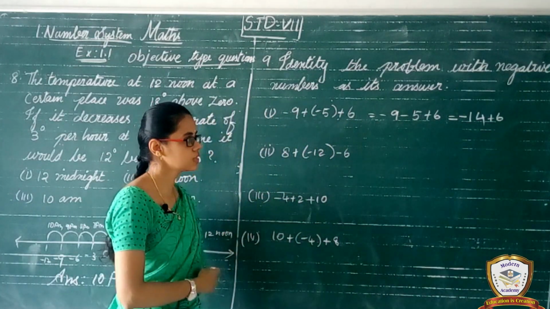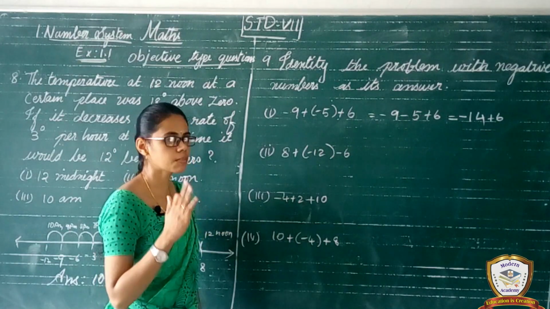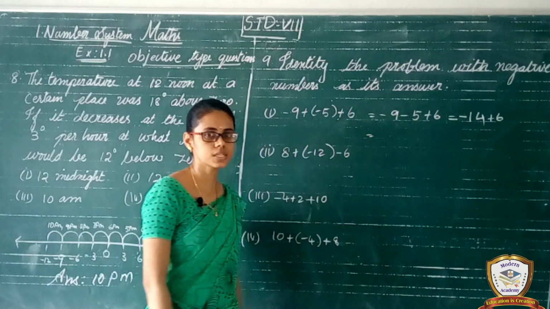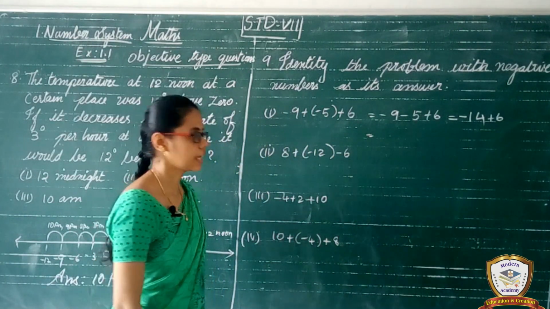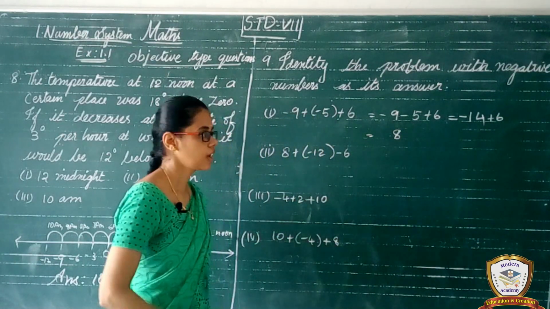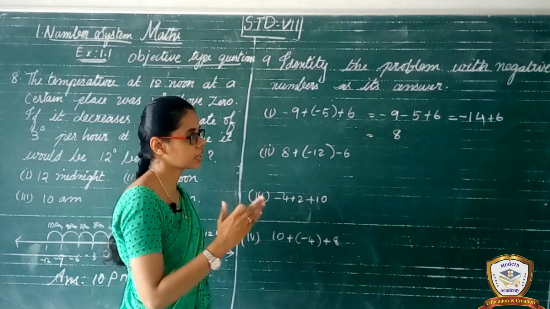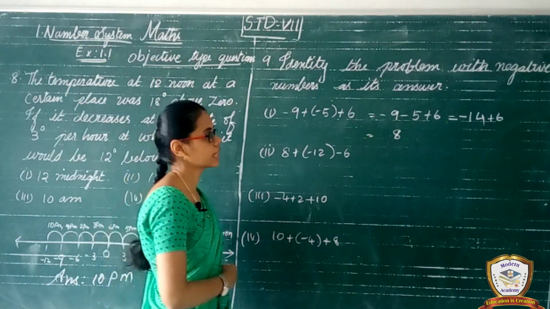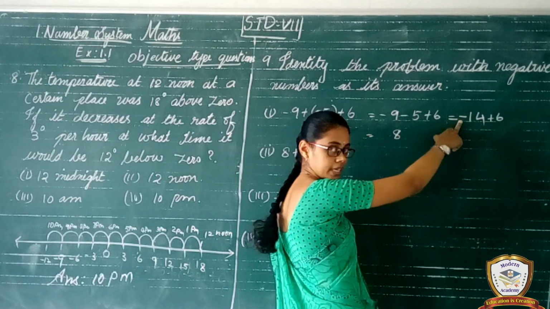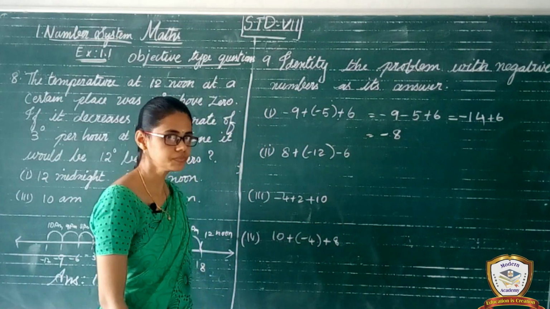Okay, now we have to see different signs. Different signs means we need to subtract the numbers. So 14 minus 6, what's the answer? 8. Good. 14 minus 6 is 8, and we put the sign. Which is the greatest number? 14. The sign of 14 is minus, so we have to mention here minus.